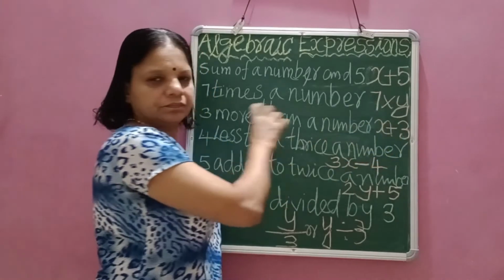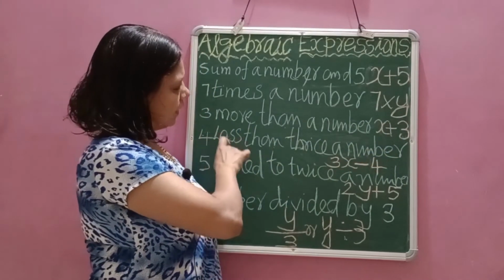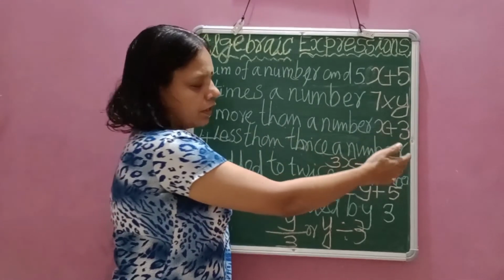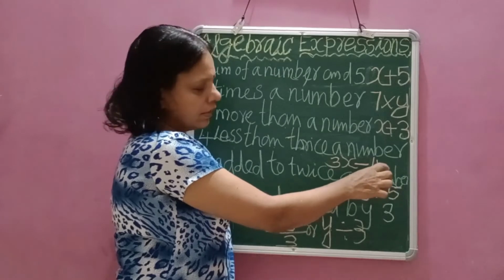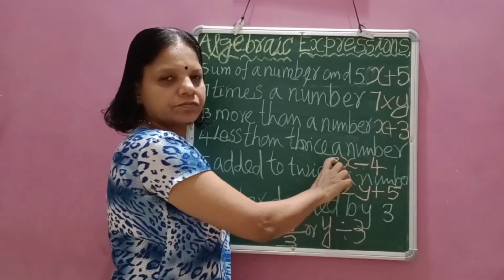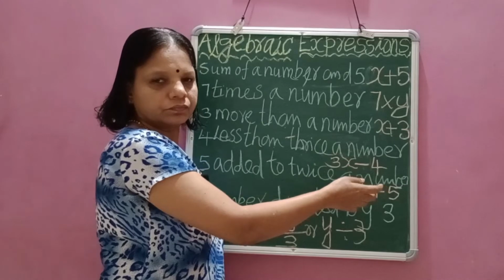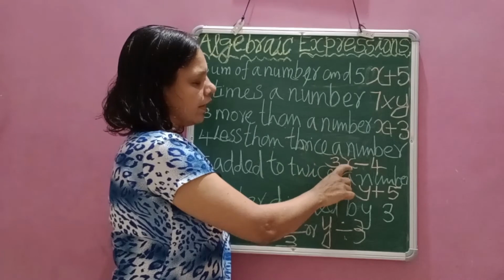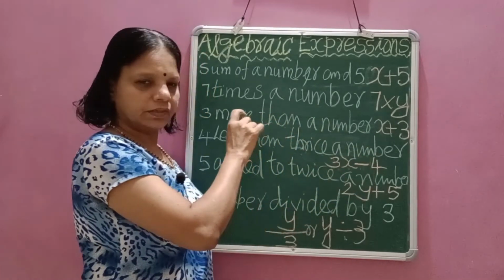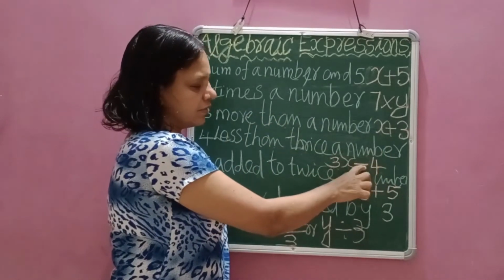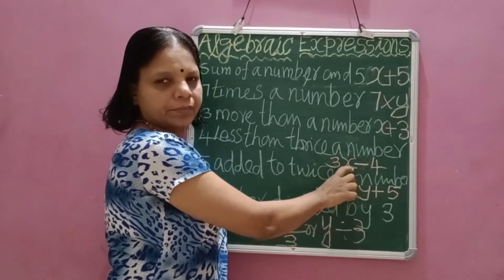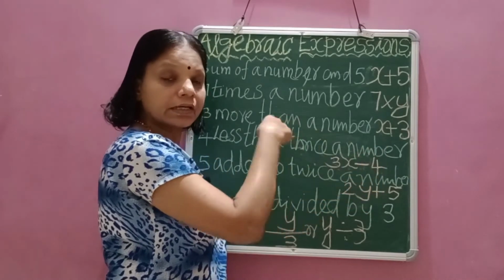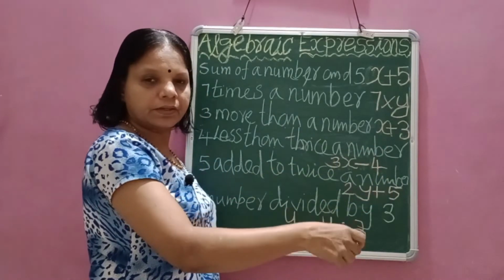x plus 3. And 4 less than thrice a number. You have to start from the right side. 4 less than, thrice means what? 3 into x. So how is it? 3x minus 4. Clear? 4 less than thrice the number. 4 you have to subtract from what? Thrice the number, 3x. The number is x.